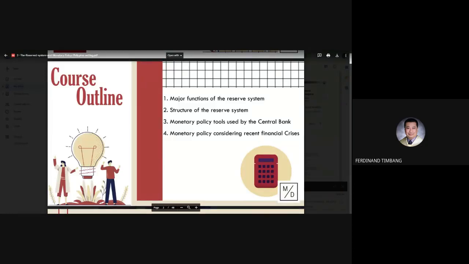Okay, so we can start. So the white, please, pumasok na lang siya ulit kamo, ha?